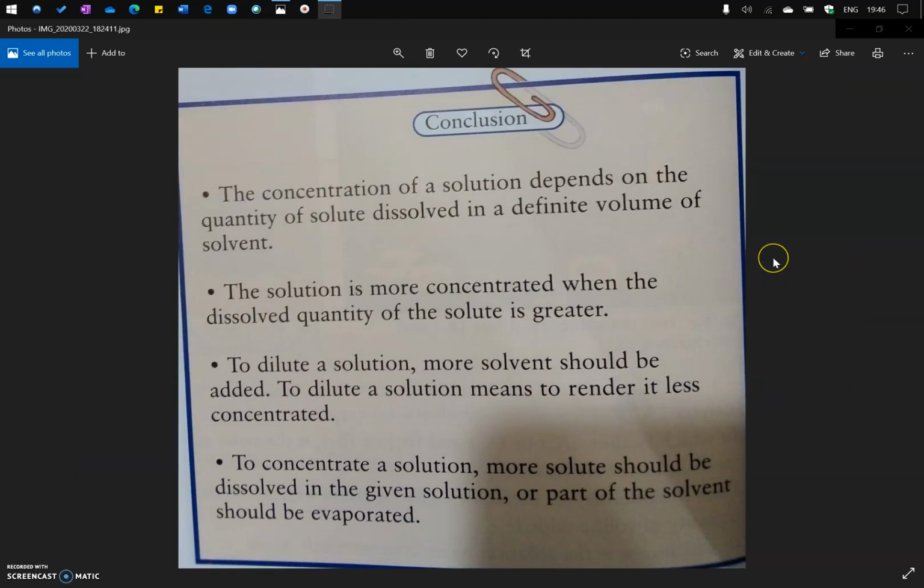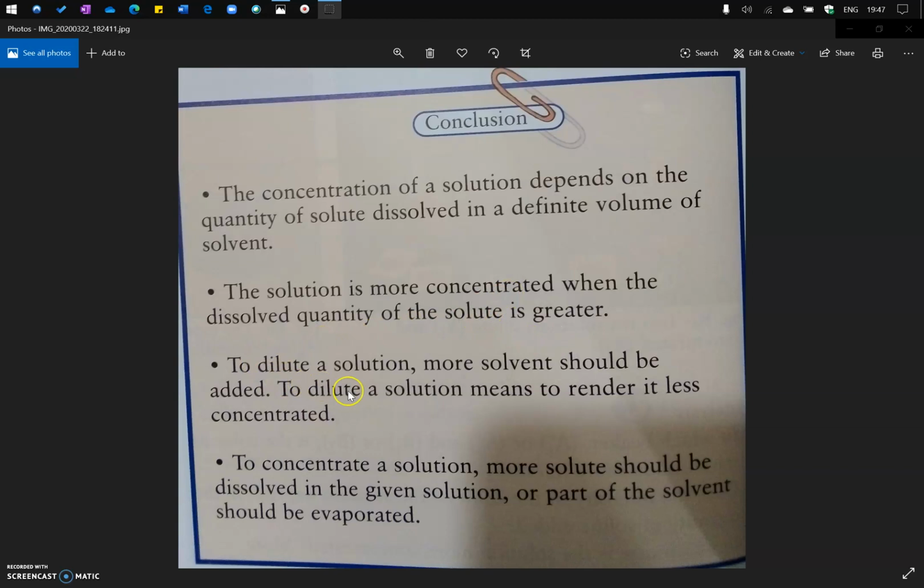So let's read together this conclusion and we will study it. The concentration of a solution depends on the quantity of solute dissolved in a definite volume of solvent. So we studied previously what is a solvent and what is a solute. However, we need to know that the quantity of the solute and the volume of solvent are very important. The solution is more concentrated when the dissolved quantity of the solute is greater. So more solute, more concentrated.